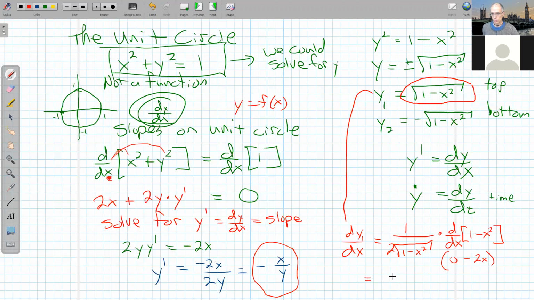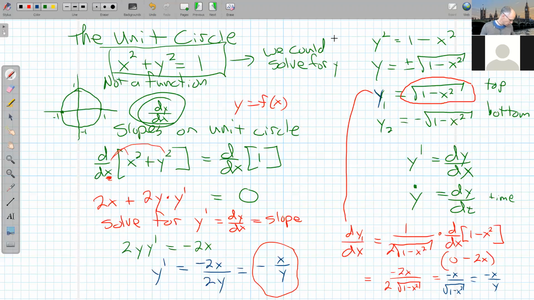So I get what? Negative 2x over twice the square root of 1 minus x squared. The 2's divide out, so I get negative x over the square root of 1 minus x squared. And that square root of 1 minus x squared, that is my y value. So it turns out that does say, oh yeah, that's negative x over y also. So we have options. Now in this case, we could solve for y and do it in pieces with the chain rule, but you can't always do that.